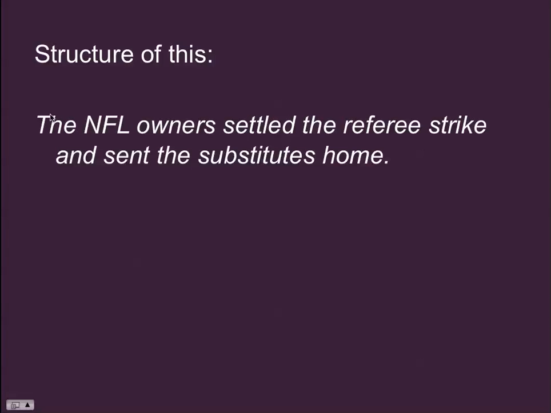because here's the sentence. The NFL owners settled the referee strike and sent the substitutes home. We only have one subject. The owners are doing two things. They settled and sent. One subject doing two predicates. We call that a compound predicate. It's still only one clause, which makes the sentence structure simple.